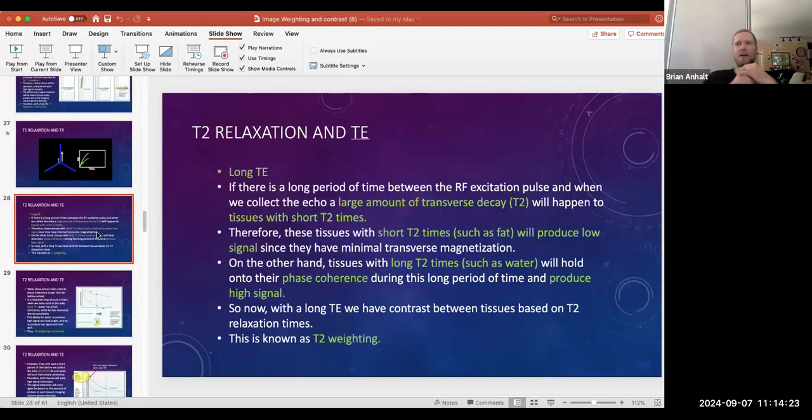So now that we all have that 100%, let's talk about T2 relaxation and TE.